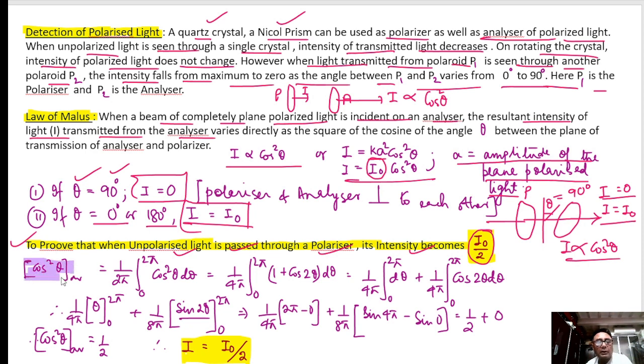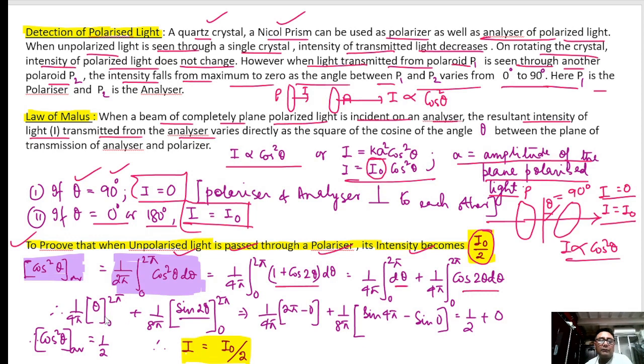Average of cos square theta over a cycle of 0 to 2 pi is written like this. Now we will take half, and this becomes 2 cos square theta. We make it 1 by 4 pi, and this will become 2 cos square theta. And 2 cos square theta is 1 plus cos 2 theta. So it is the integral of d theta plus cos 2 theta.